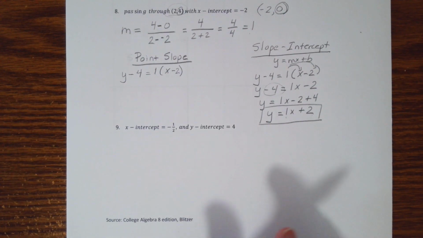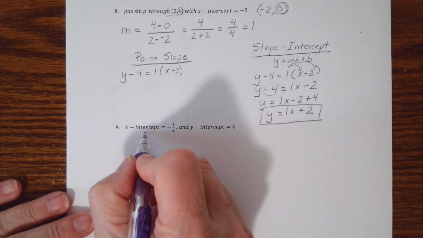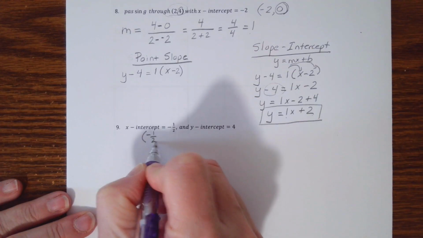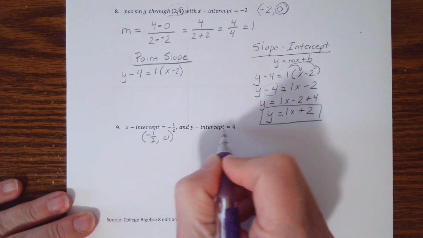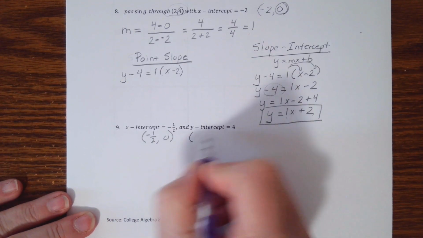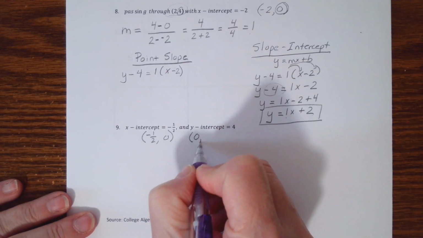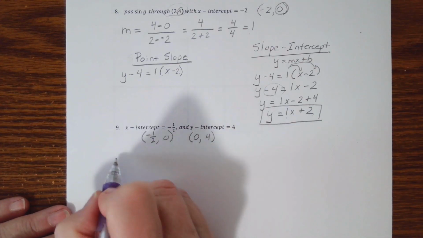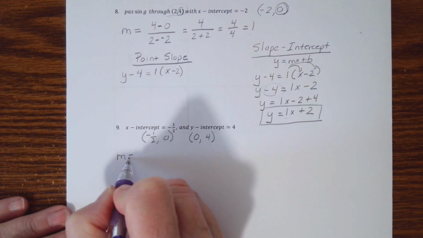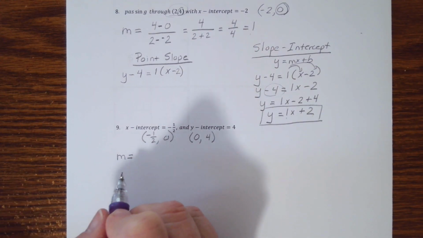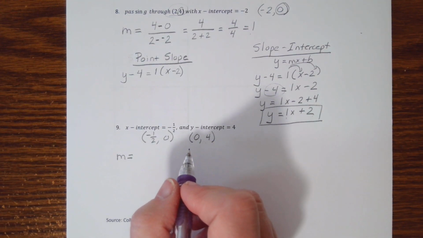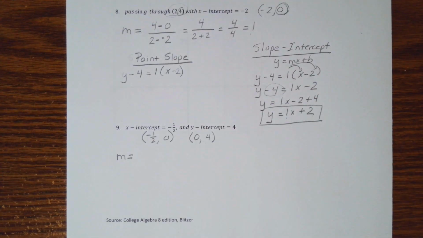Last one of these type. The x-intercept here is negative 1/2, 0. And the y-intercept here is going to be 0, 4. So this one we're going to have to first find the slope. And then you could use either point. I would probably use this point to find both forms. So I'm going to have you stop the video and see what you come up with.